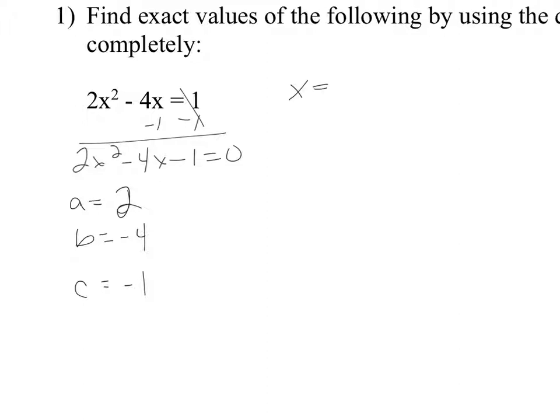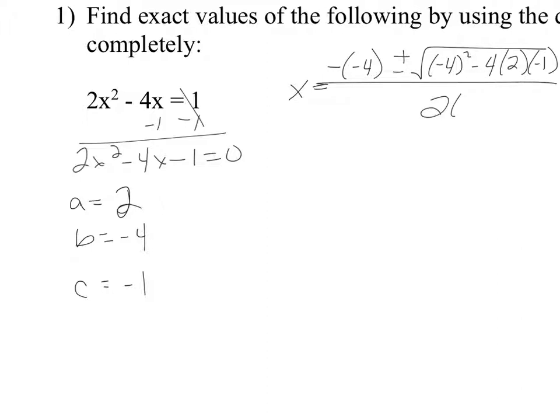So you look at the formula above. It's x equals negative b, so it's negative whatever b is. So it's negative of a negative 4, plus or minus the square root of b squared minus 4 times a times c, all over 2a. And then you have 3 pieces.